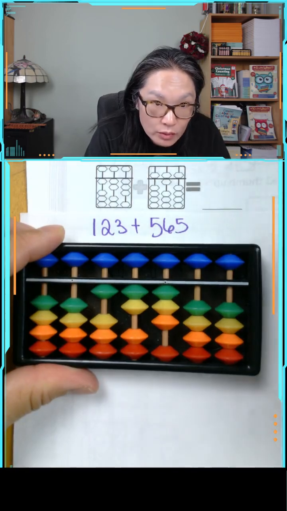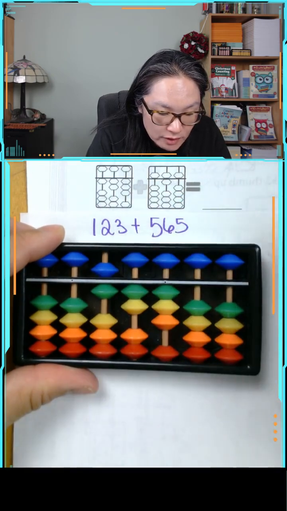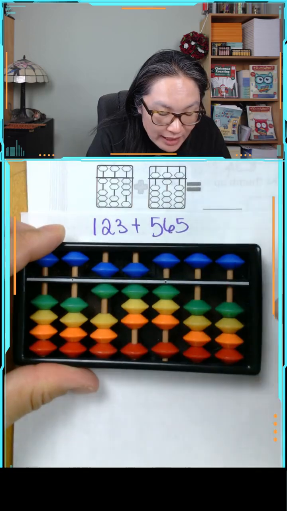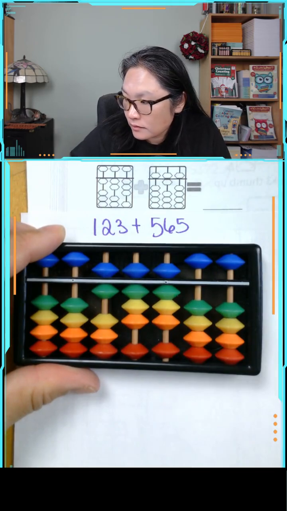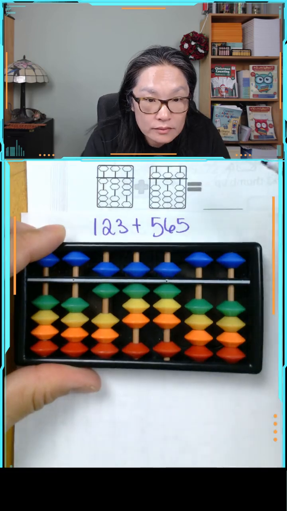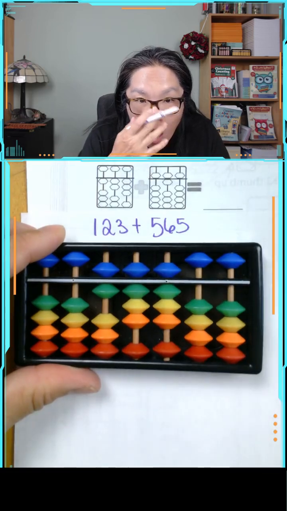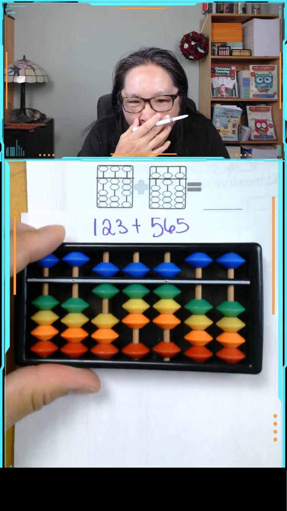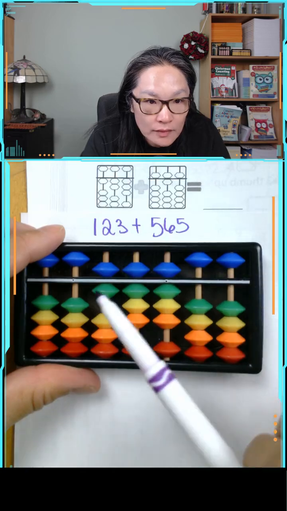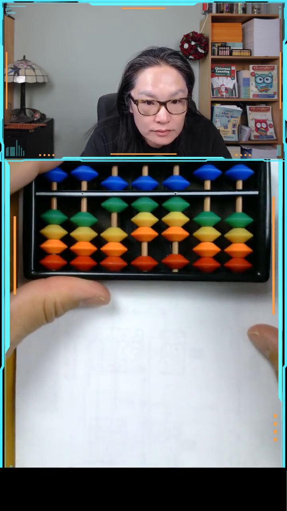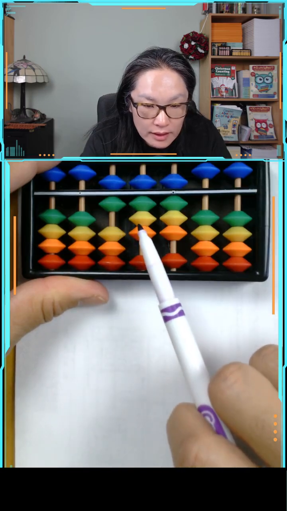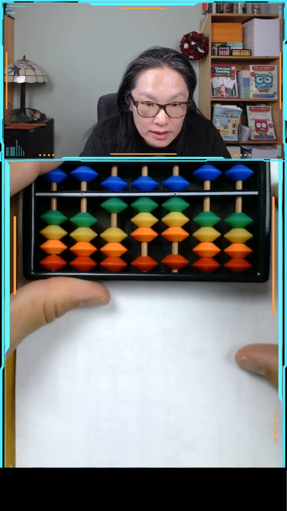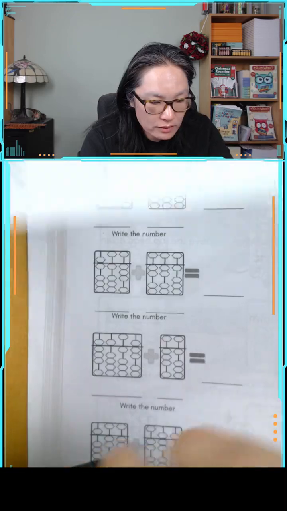So when we're looking, we want to add the 5. We want to add the 6. We want to add the 5. So what's my answer right now? $688. Well done. Okay, so let's do another one.